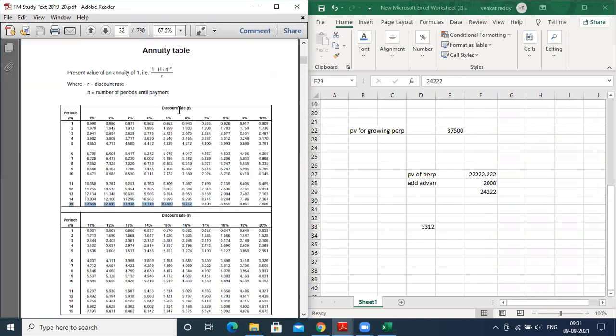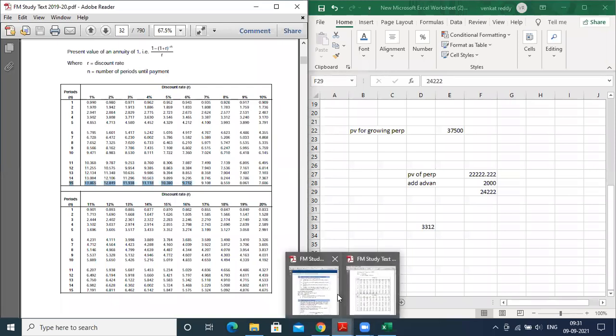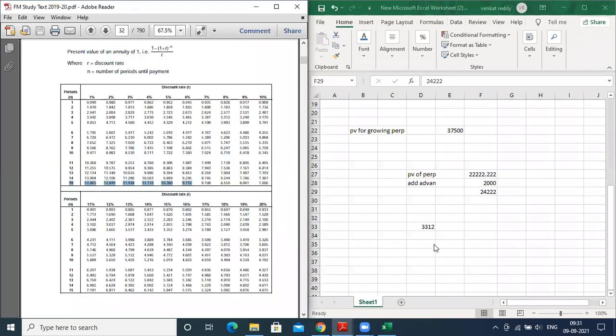I hope you can see this. At 6% factor, the annuity is, yeah, sorry. In this question, 15 years annuity 300 starting at once. So starting at once means immediately it is starting. So immediately starting means we need to consider the annuity factor for the remaining years, that is 14 years. So for 14 years, what is the annuity factor?